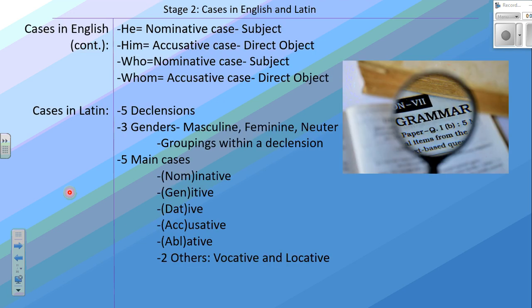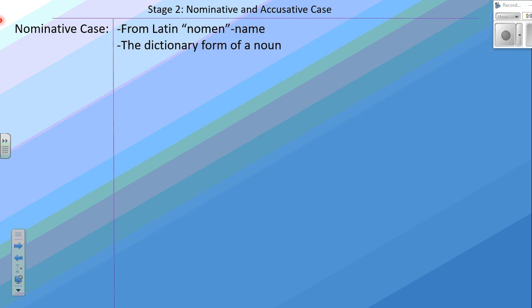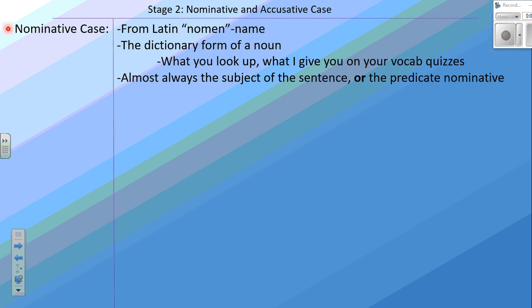All right, so cases. Now we're going to zoom in a little bit more on nominative and accusative case. So let's talk about them. So nominative case comes from the Latin word nomen, which means name. It's the dictionary form of the noun, which means when you go to look up a noun in the dictionary, the nominative case is the case that you see. It's what you look up, and it's the form I give you on your vocab quizzes. It is almost always the subject of the sentence, or it's the predicate nominative. It can't be anything else. You can have other things be the subject, but nominative case, if there's a nominative case, it's going to be the subject or predicate nominative.